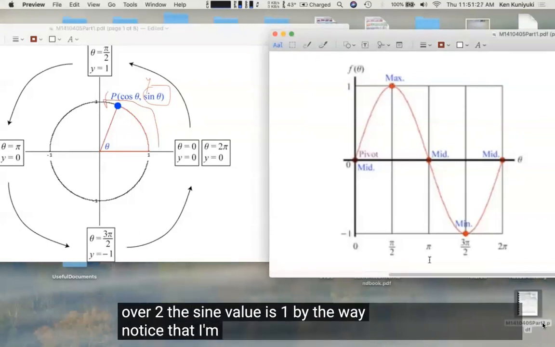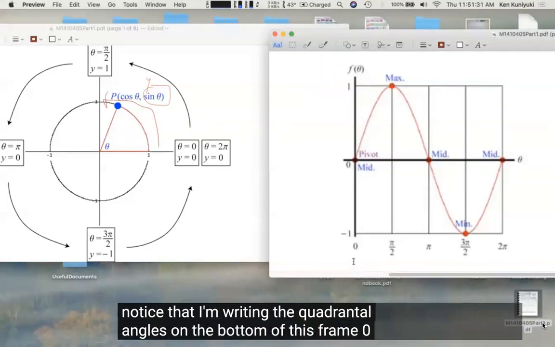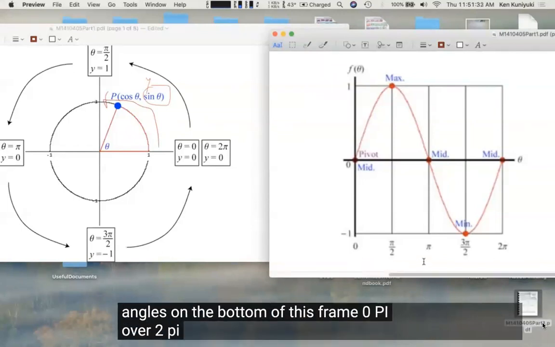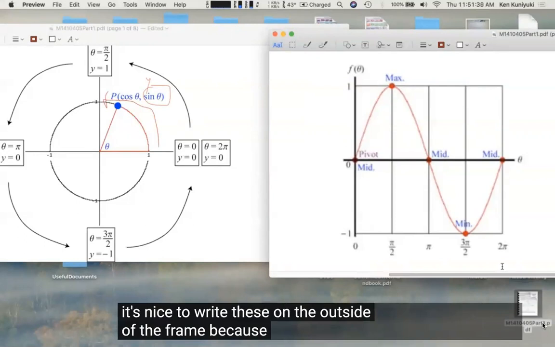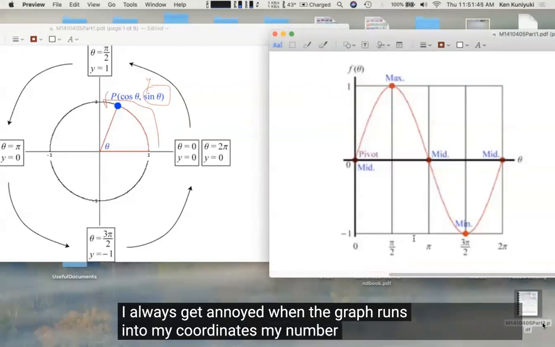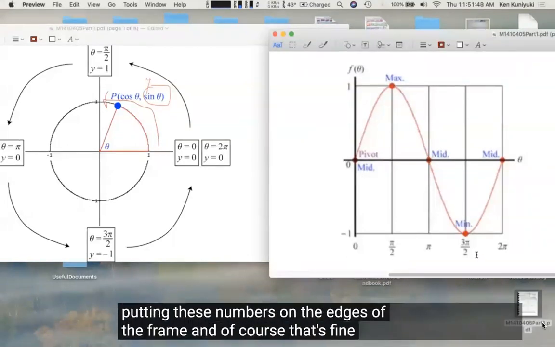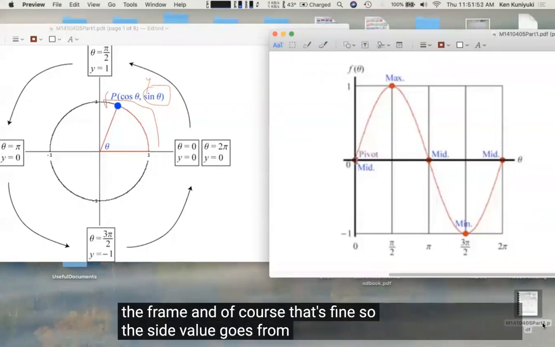By the way, notice that I'm writing the quadrantal angles on the bottom of this frame. 0, pi over 2, pi, 3 pi over 2, and 2 pi. I think it's nice to write these on the outside of the frame because I know that in trig, I always get annoyed when the graph runs into my coordinates, my numbers. So I like putting these numbers on the edges of the frame. And of course, that's fine. So again, the sine value goes from 0 up to 1.